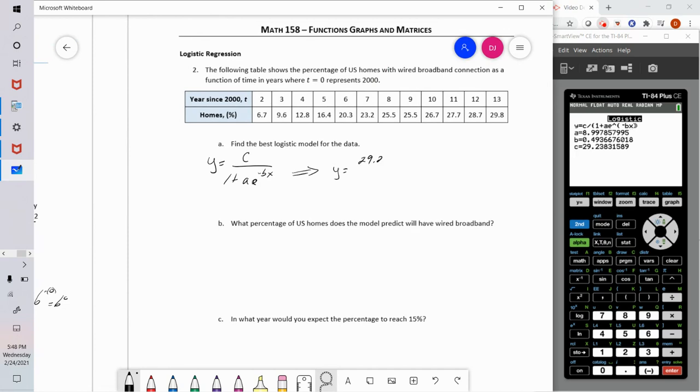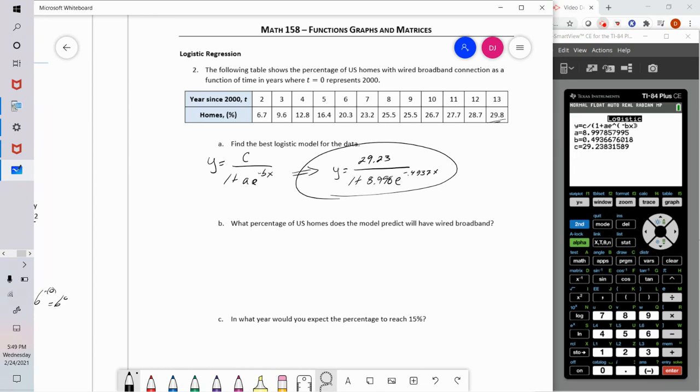C is 29.23. Now C is my numerator. That's my limiting factor, okay? So it's a little odd here that the maximum is 29.8, but the function predicts that 29.2 is the maximum we're going to reach. That happens every once in a while. 1 plus A is 8.998 times e to the negative 0.4937x. So that is the best logistic model.